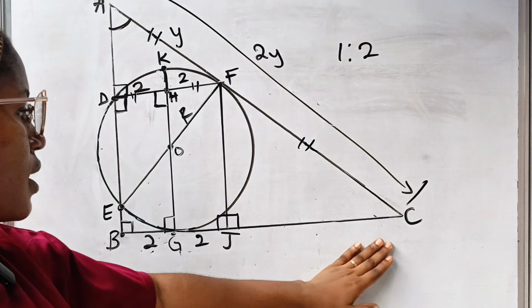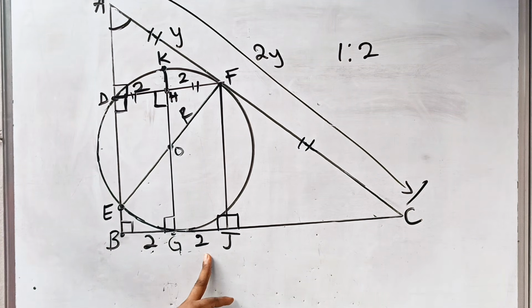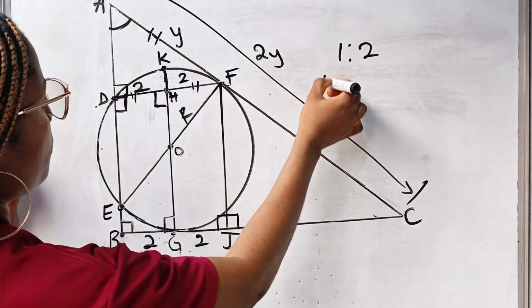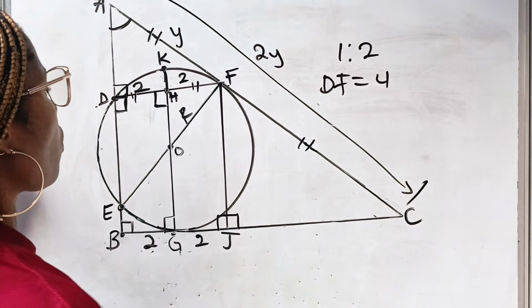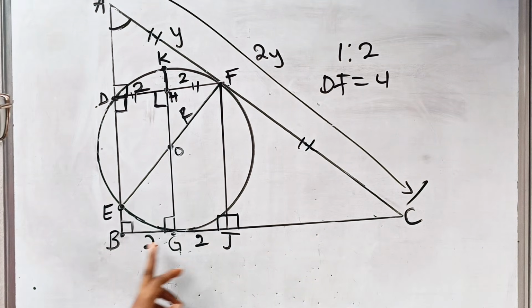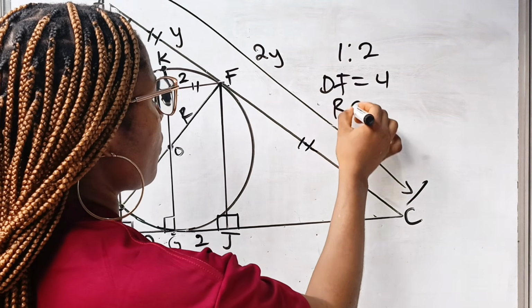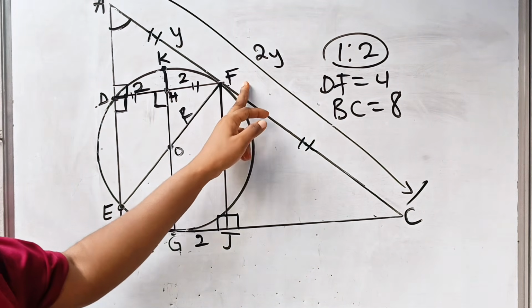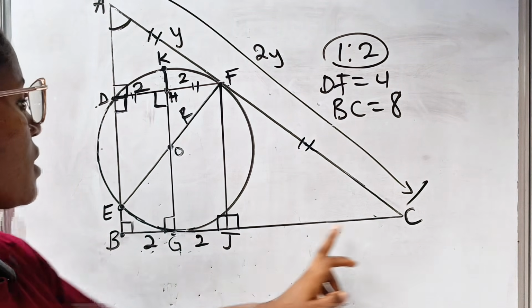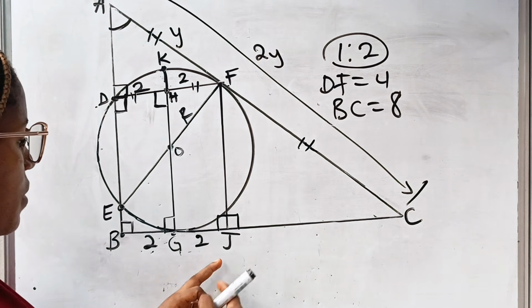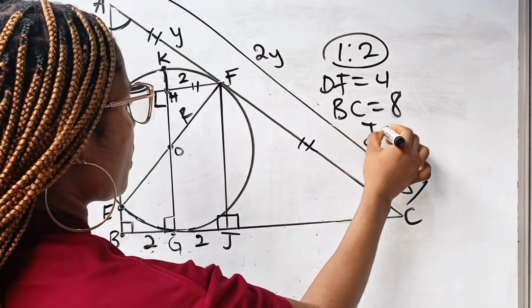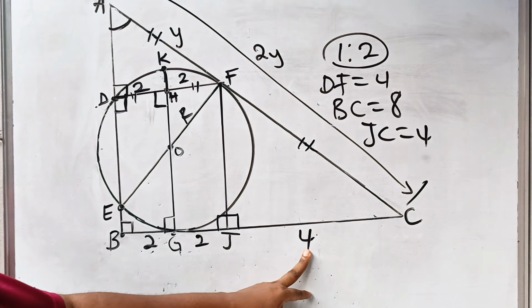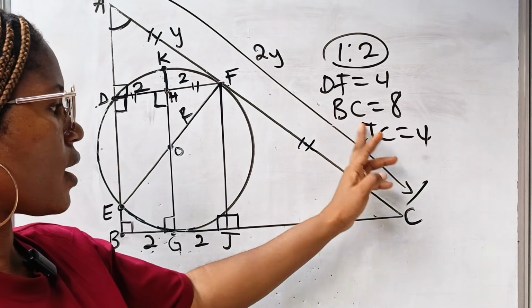So if you come to this side and we have 2 and 2 here, that is 4, right? From here, DF is equal to 4. That means that BC will be equal to 8 using this ratio. If DF is equal to 4, then BC will be equal to 8. And if that is true, that means JC is equal to 4, because that is only when you have 4 plus 4 to give you 8 as BC.